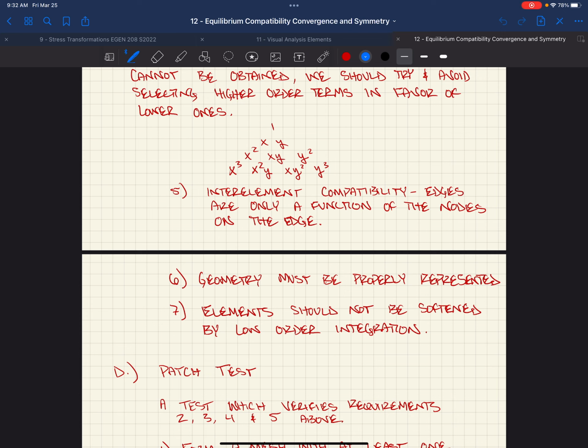So we try and do low order integration, okay? And we try to pick elements that are not softened by that. We won't go into too much detail, but I would just say that we can.